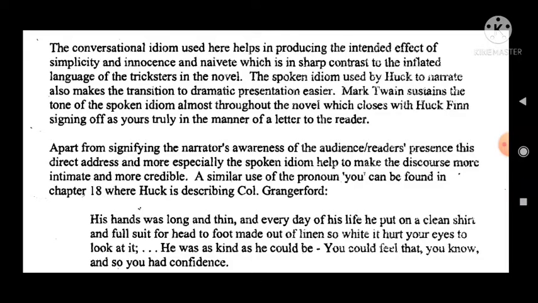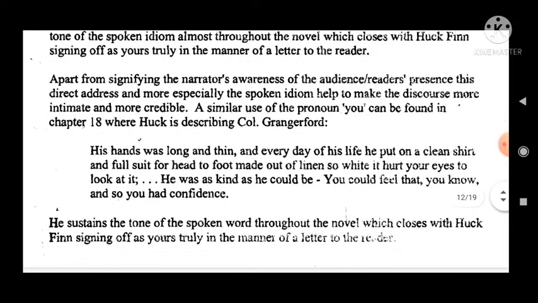Mark Twain sustains the tone of the spoken idiom almost throughout the novel, which closes with Huck Finn signing off as yours truly in the manner of a letter to the reader. Apart from signifying the narrator's awareness of the audience or reader's presence, this direct address and more especially the spoken idiom help to make the discourse more intimate and more credible.